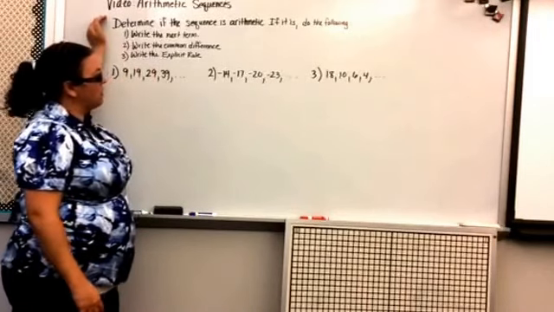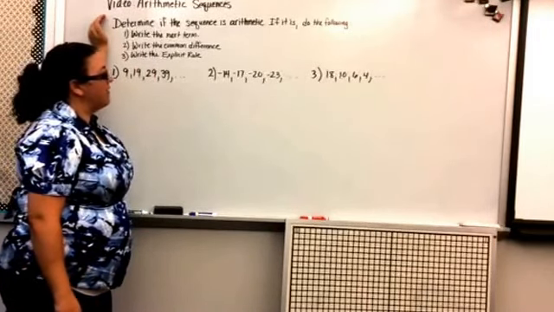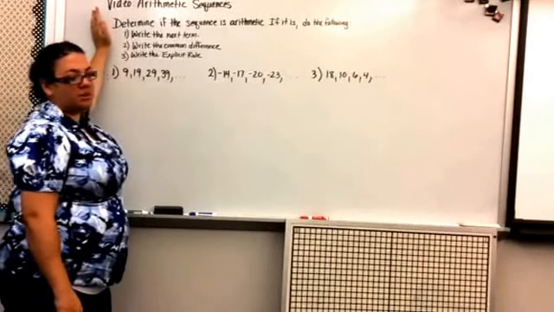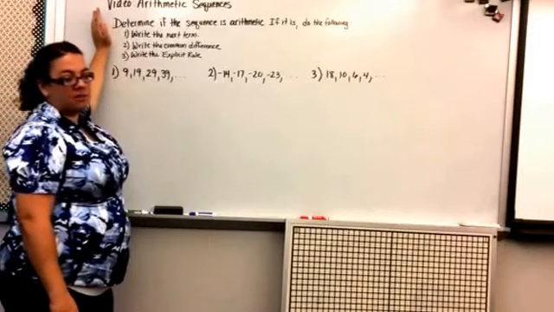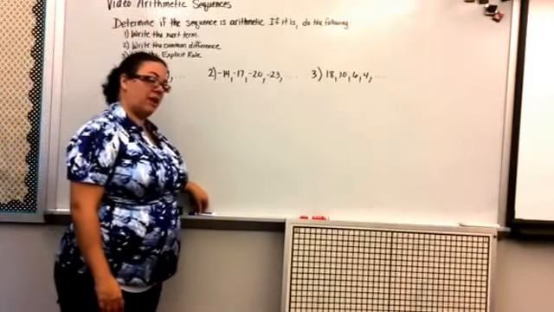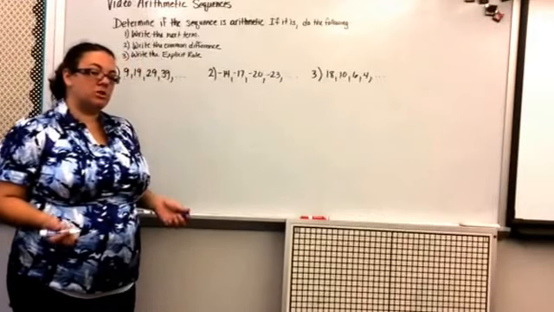So it says, determine if the sequence is arithmetic. If it is, do the following. 1, write the next term. 2, write the common difference. And 3, write the explicit rule. So there's a bunch of vocabulary I'm seeing in here that we need to start thinking about, or we won't be able to do what it's asking.